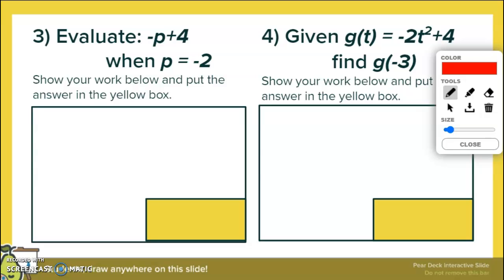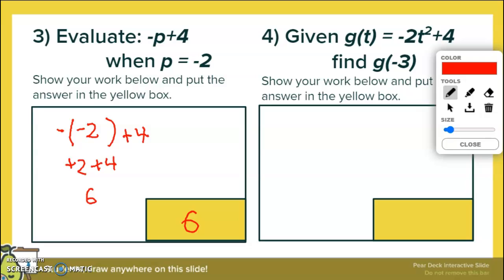Okay, let's look at this one. Evaluate negative p plus 4, where p is equal to negative 2. Again, you want to rewrite the original equation with parentheses wherever you see a p. Notice that I did not lose that negative symbol right there, because that's important. And for p, I see that it's negative 2, so I am going to put negative 2 right here. So this becomes negative of negative, that becomes positive. So that becomes positive 2 plus 4, which is 6. So 6 goes right in there.